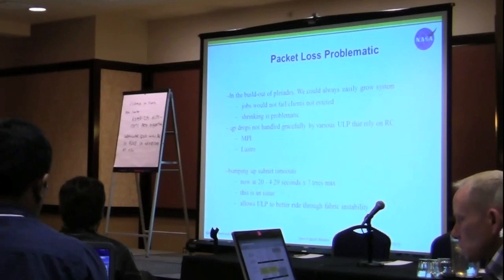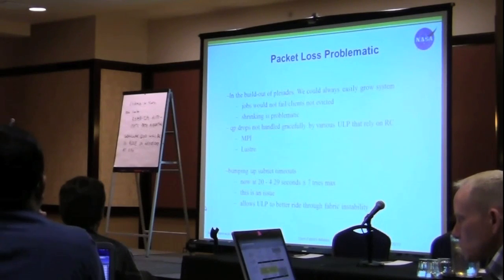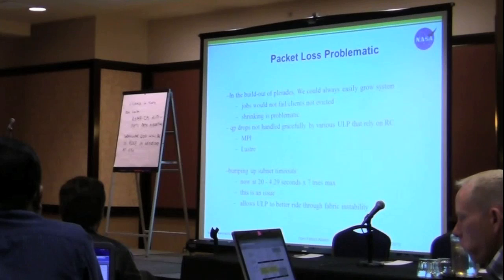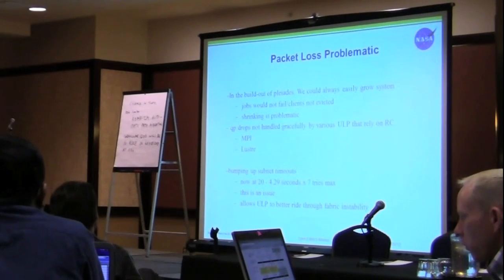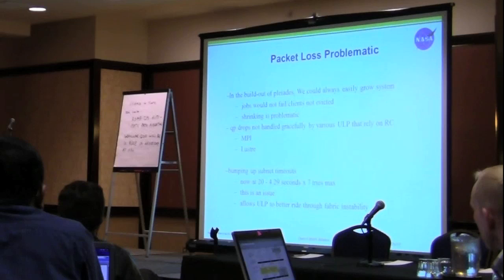So in the build out of Pleiades, what we found is that packet loss is problematic. And this has been our experiments over the last few years. And so jobs would fail, and clients would not be evicted if we were growing the system. If we were shrinking it, it was the other way, though. We'd experience MPI job failures, connections between jobs would fail, or we'd get clients evicted, and so Lustre would fall over. And so in Lustre, actually, it would fail, not always in a transparent way.